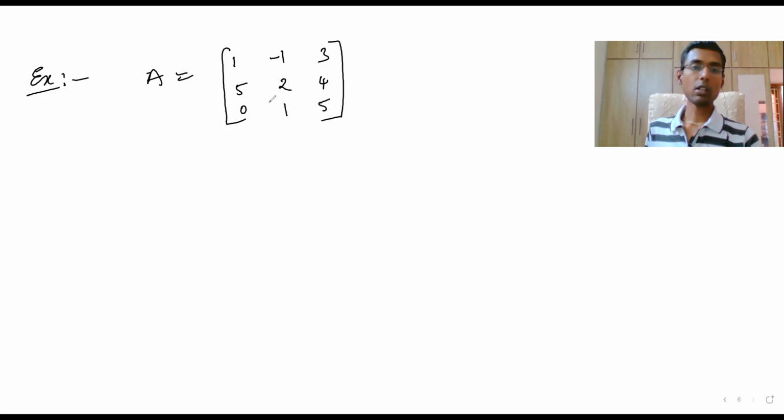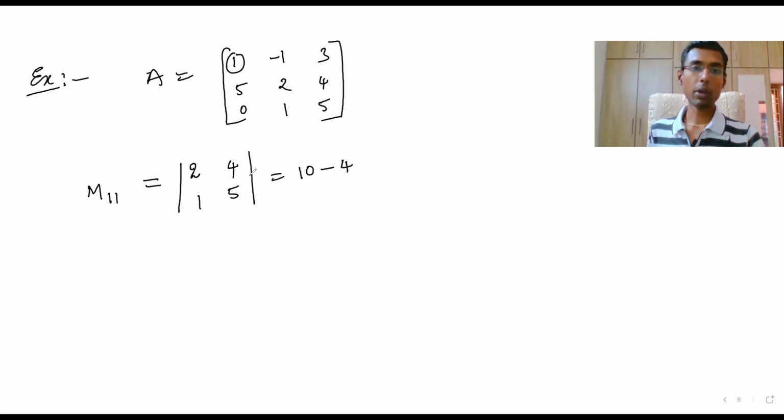Okay, let's find the minors. I am finding the minor of the first row, first column, M11. For this we have to remove a row and a column: the determinant obtained by removing the first row and first column. Removing them, you get 2, 4, 1, 5.